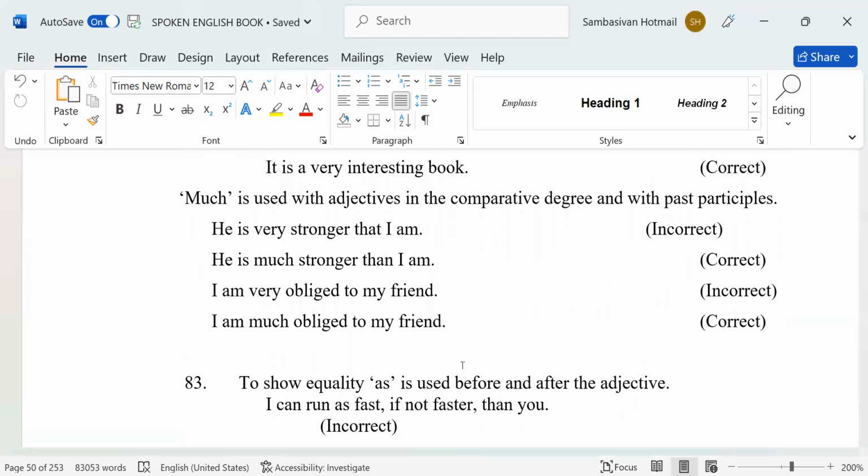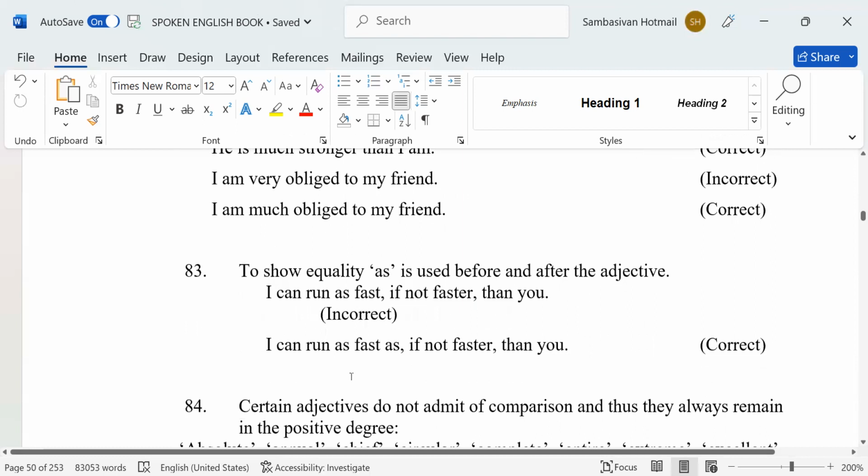Much is used with adjectives in the comparative degree and with the past participle. He is a very stronger than I am. Incorrect. He is much stronger than I am. Correct. I am very obliged to my friend. Incorrect. I am much obliged to my friend. Obliged means I am indebted to him. The student is obliged to the teacher.